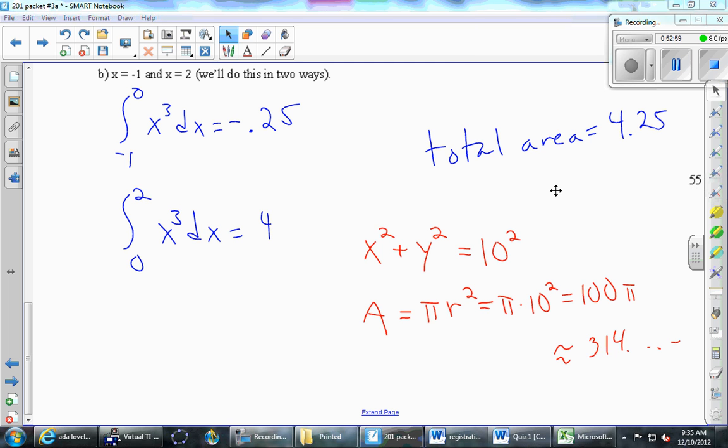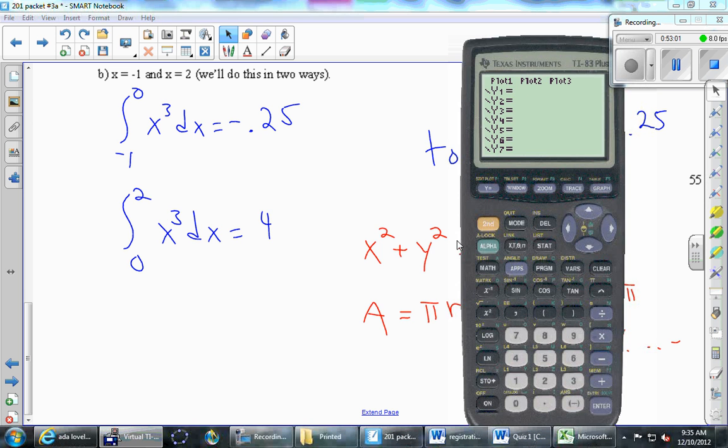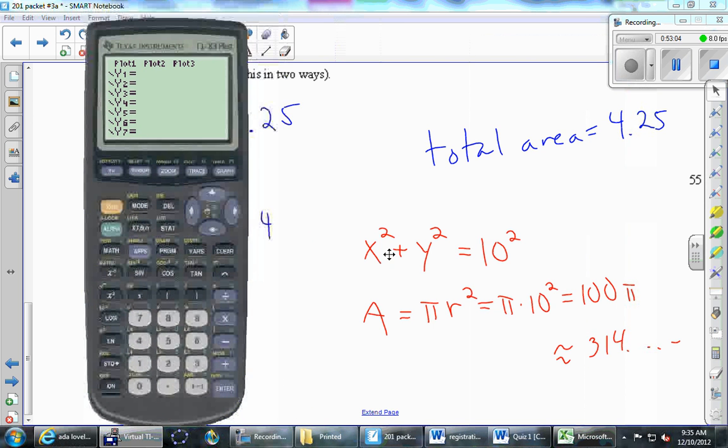So what if we come down here? What letter do I need to solve for if I'm going to type the circle into my calculator? I need to solve for y. If we solve for y, what do we do first? Before we take the square root, subtract the x squared, then take the square root. So we'll do y equals the square root of 10 squared minus x squared. Is that going to be the full circle? That's just the top of the circle.